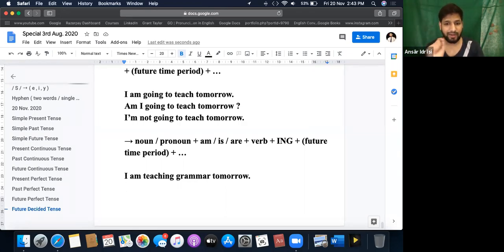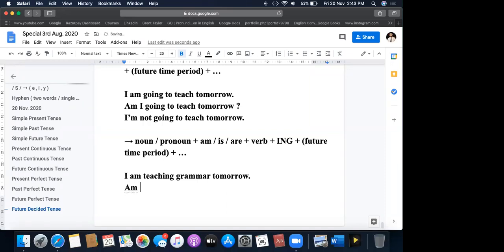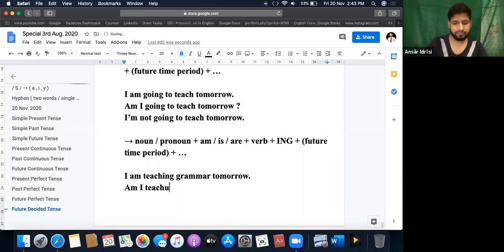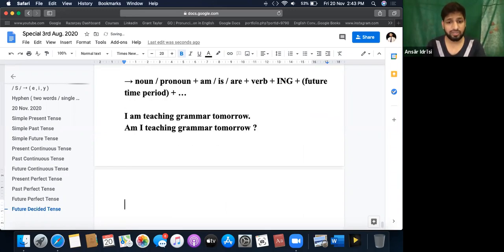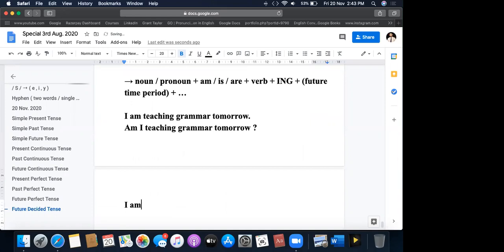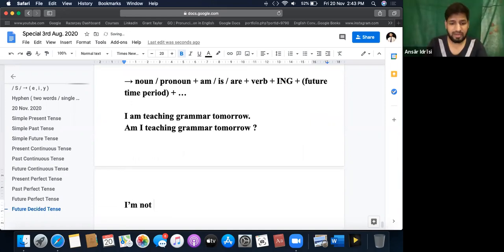So I am teaching grammar tomorrow. Question: Am I teaching grammar? अगर अपने टीचर को अगर जाकर बोलेंगे ऐसा ही है, तो टीचर बोलेंगे it is wrong. My name is Rubina. It is wrong. टीचर को बोलने का sorry.